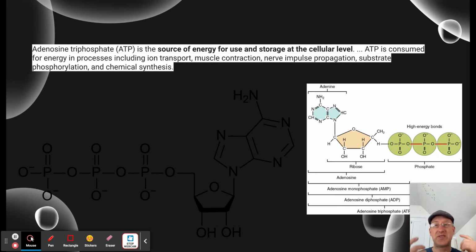Adenosine triphosphate is the source of all energy and storage. If you think about phosphorus, it's actually very explosive. You get a triphosphate, it's very, very reactive, and it has a lot of energy. Every time it breaks that bond, it gives you energy. That's why you use ATP throughout your body.